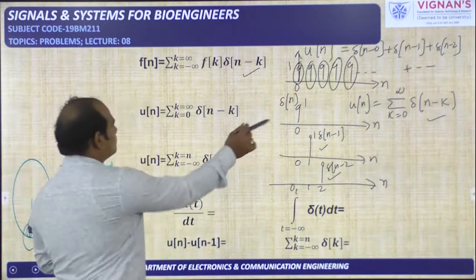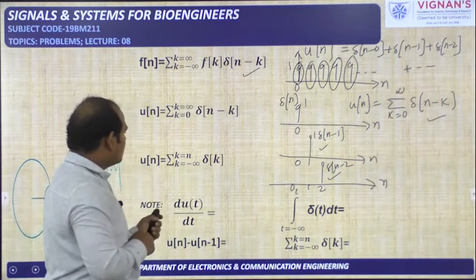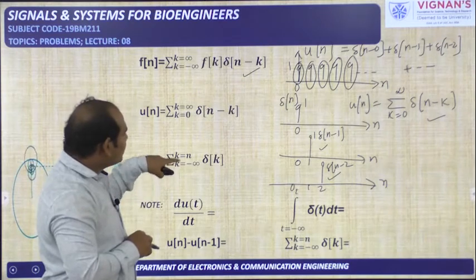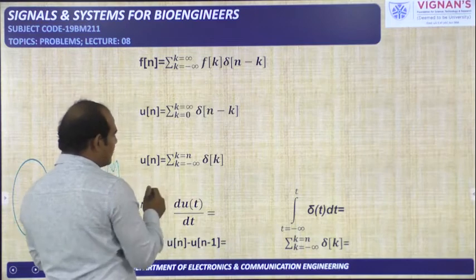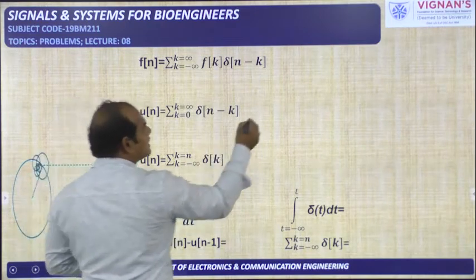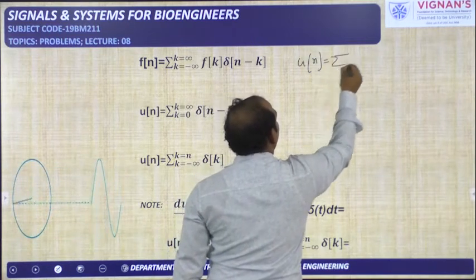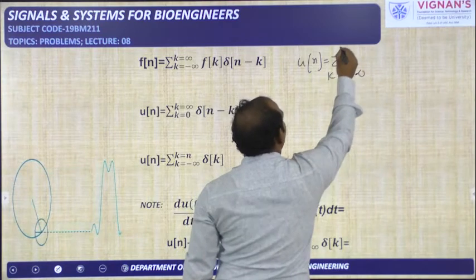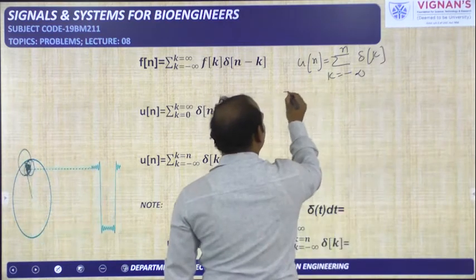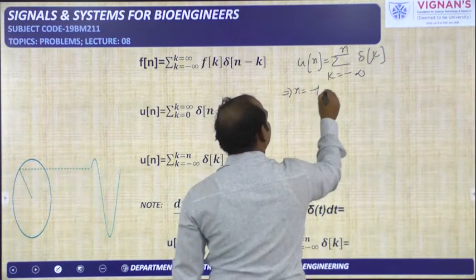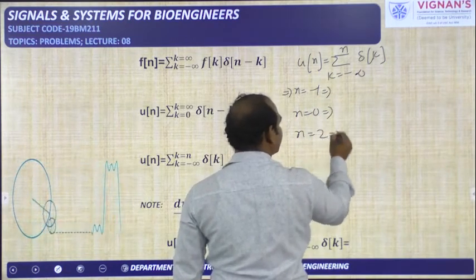Okay, now this is another form. U of n is equal to sigma, k from minus infinity to n, del of k. Now you see this one. In order to check this, I am taking certain values of n. I am writing here u of n is equal to sigma, k from minus infinity to n, del of k. You check some values. I am taking n negative, n equal to 0, and n positive also. So I am taking 3 cases.